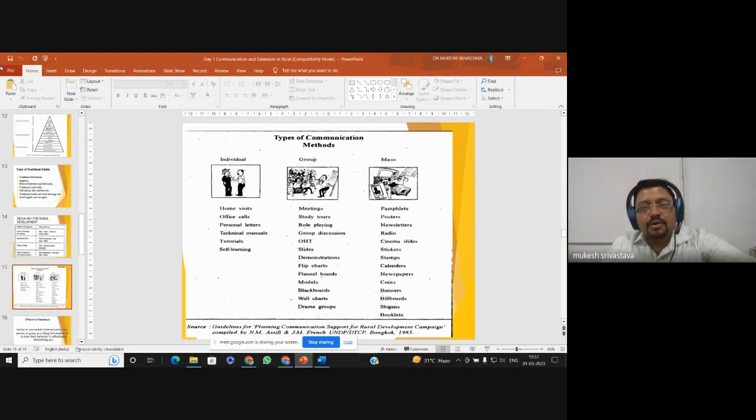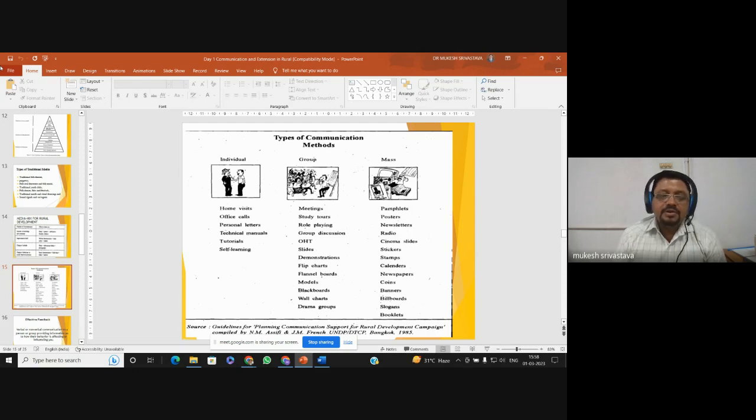Now, if I talk about the types of communication methods, there are three methods. I already told you in the starting that there are basically two types of method, interpersonal and mass communication channels. But in between, there are group methods. So what are the different methods we can adopt for communication? That was basically the channel. Now I'm talking about the methods: individual methods, group methods, and mass methods.